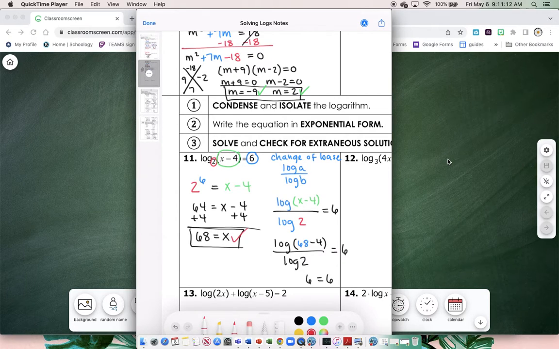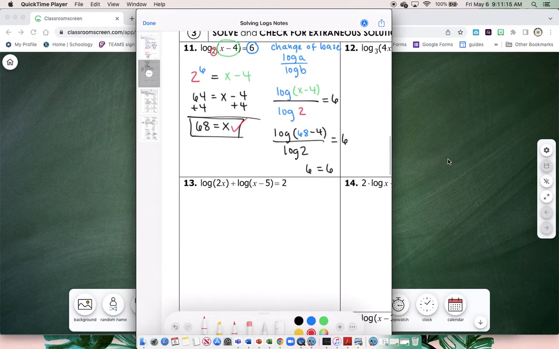Okay, let's do one more. Let's do number 13. On number 13, I have 2 logs on the same side. I only want 1. So how would I combine these two? Well, again, we talked about the product property. In this case, I have adding, which is product property, so I need to multiply my 2 a's. So this would give me log of 2x times x minus 5 is equal to 2.